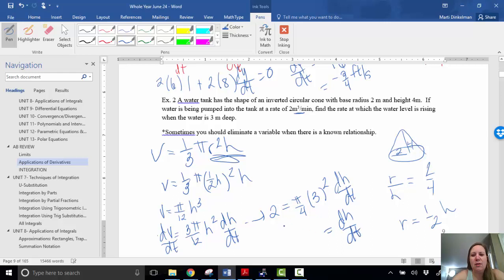So let's see here. We're going to have a 2. Let's see, this is going to be 9/4. So if I multiply on both sides, the 4 is going to end up being on the top, 9 pi on the bottom. So basically 8 over 9 pi. And let's go ahead and sneak a label in there. It's meters per minute because height would just be in meters.